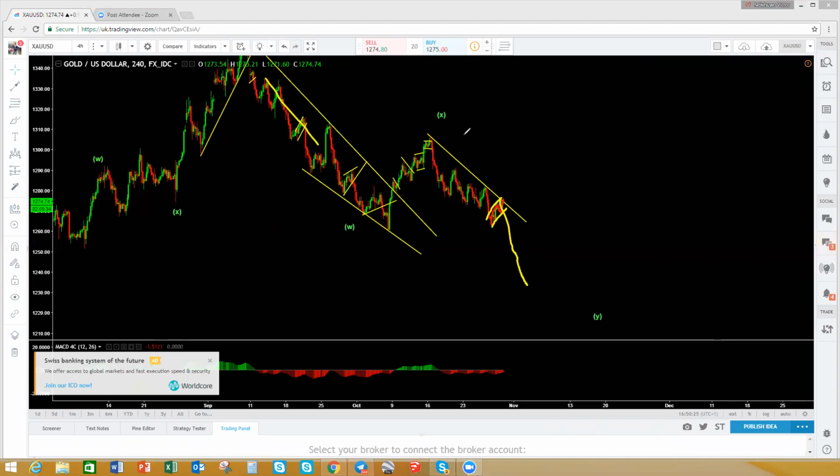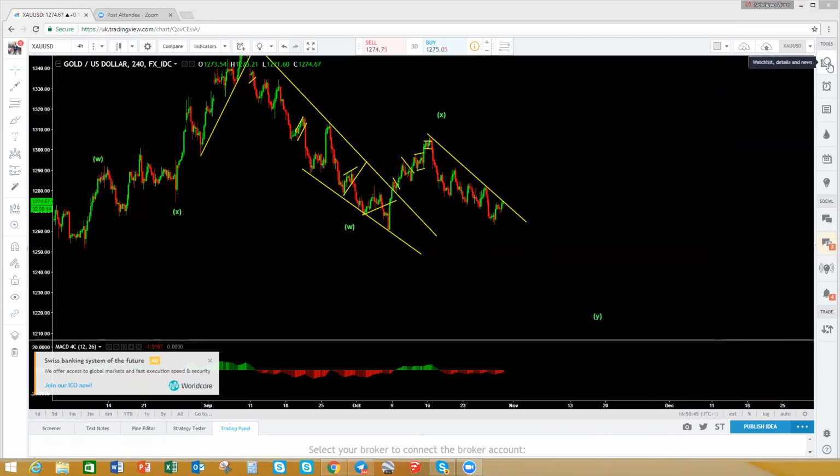I wouldn't be surprised here if we get this dropping. And all this is just a 3-wave structure. And then we're going to be buying somewhere around here. But for now, just keep on taking these sells. Keep on taking these sells. The US dollar looks bullish at the moment.